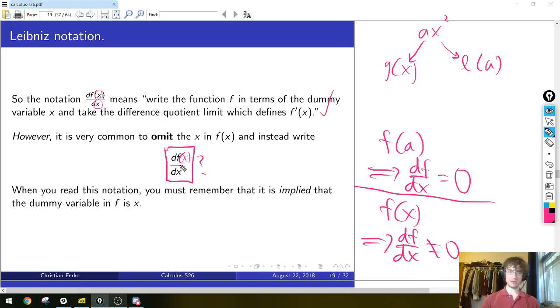But almost no one ever does that. They just assume you will infer by context from the discussion around the introduction of this symbol df dx. You'll infer that if it's supposed to be non-zero, then the dummy variable is x and not something else like a. So it's implied by context if this thing is supposed to be an f of x, which one should keep in mind.